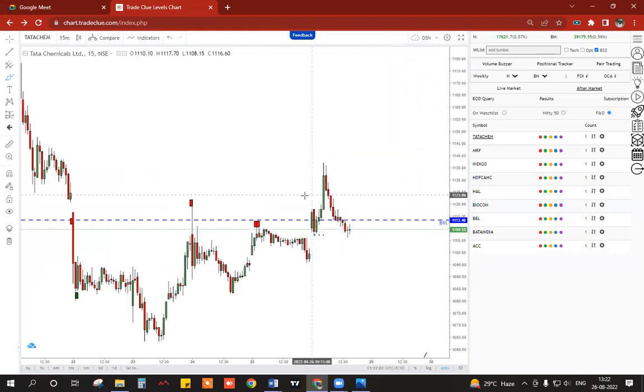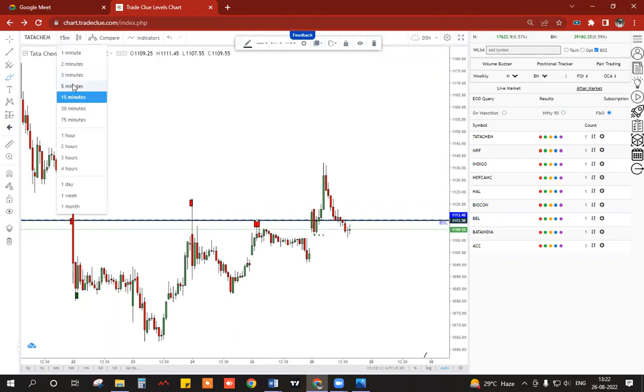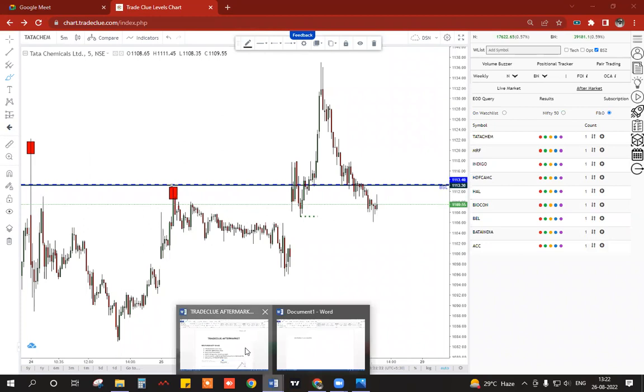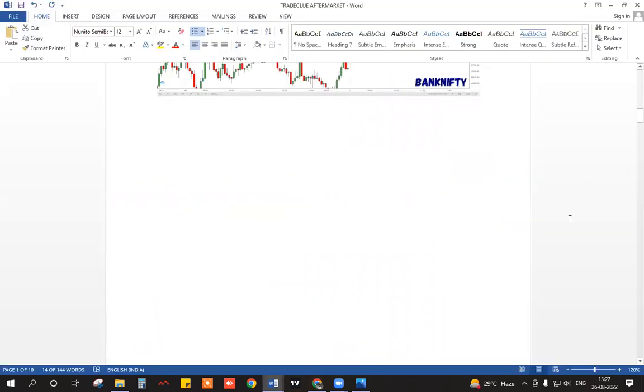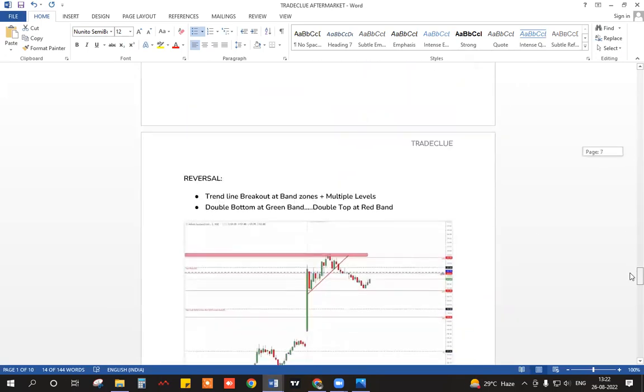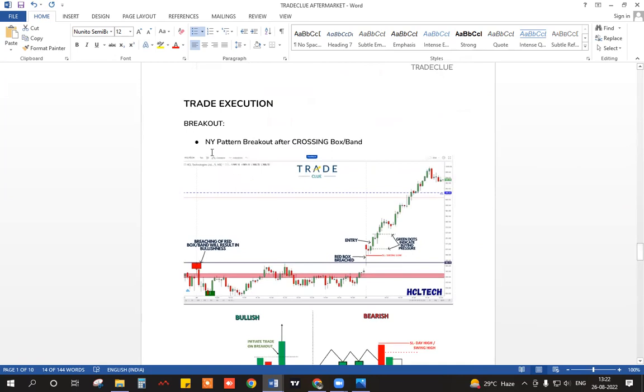Same way Tata Chemicals, I had this red box. These stocks we get a day prior, and I just need to wait for our execution pattern. Even if you see Tata Chem, you would know what kind of execution we would have done in this scenario. On the execution front, as we say, execution will be the NY pattern in breakout. That is a fixed pattern for execution as per breakout and momentum. So NY pattern breakout after crossing the red box or red band or green box or green band.